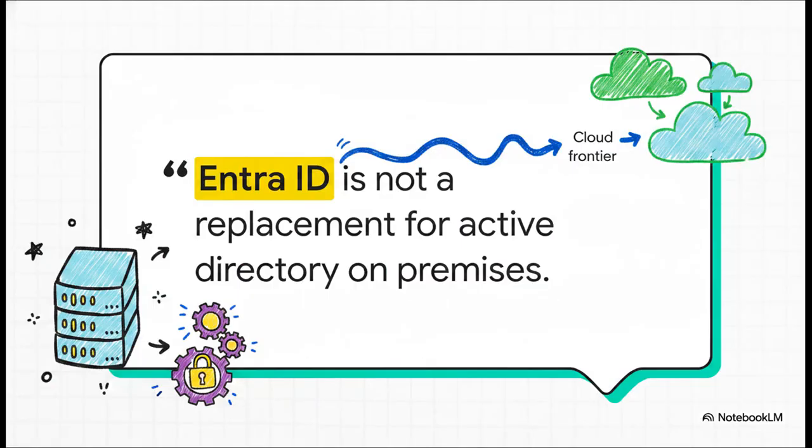Which brings us to a really crucial quote directly from our source material. Entra ID is not a replacement for Active Directory on-premises. Think of it as a means to extend your identity network beyond the on-premises and into the cloud. Look, for medium to large enterprises with massive on-premises investments, you obviously don't just throw out your local servers. There's no way. Instead, you take a hybrid approach. You use tools like Entra Cloud Sync to securely bridge your legacy IT with this brand new cloud frontier. It's the best of both worlds.